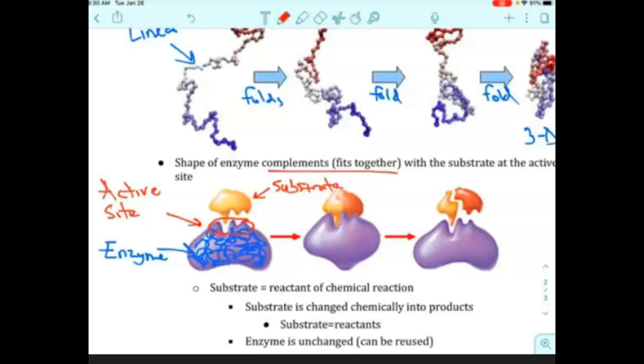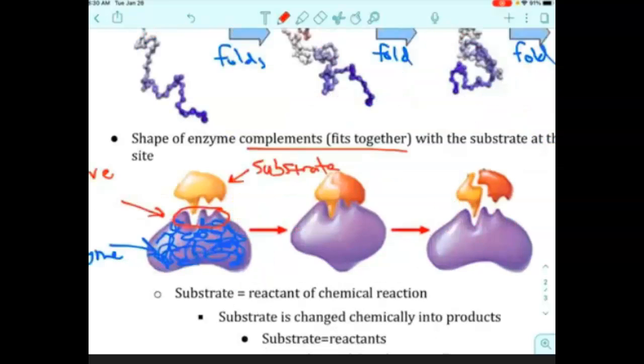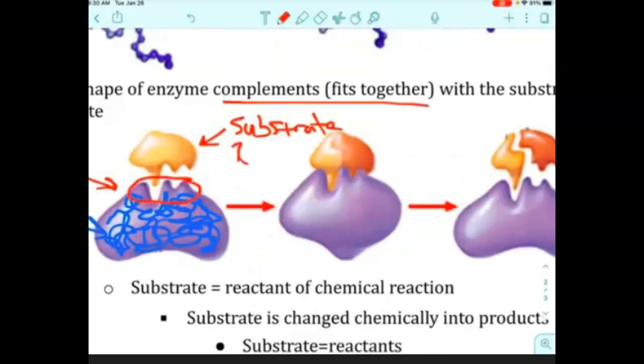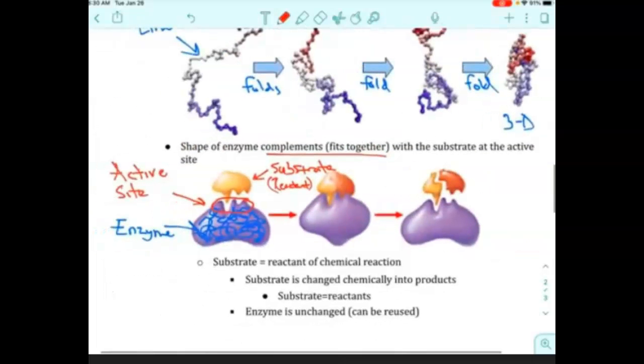Substrate. You can think of a substrate as kind of like the same thing as a reactant. A substrate is the same thing as a reactant. It's a chemical that's going to be changed. It's going to have a chemical reaction happen to it. Okay? Any questions so far? So we're saying these proteins can fold into three-dimensional shapes that have active sites that fit together with other molecules called substrates.